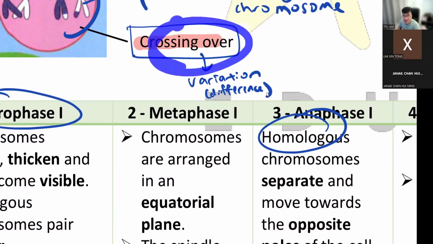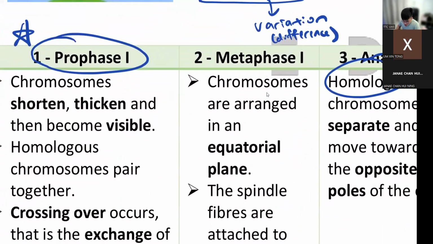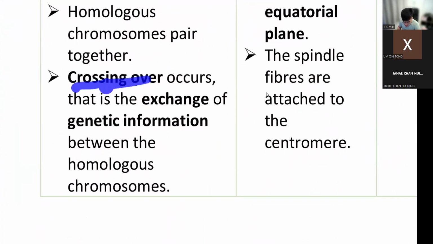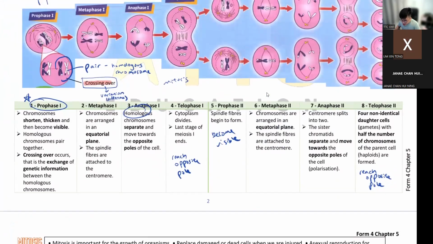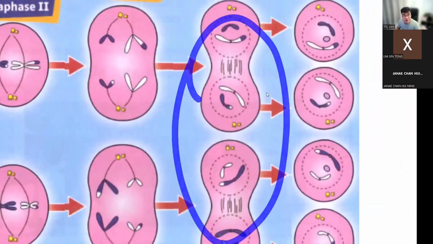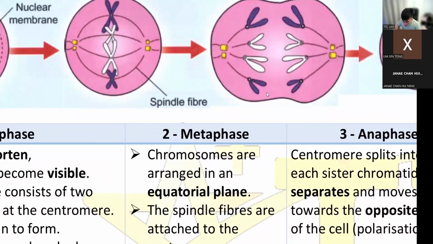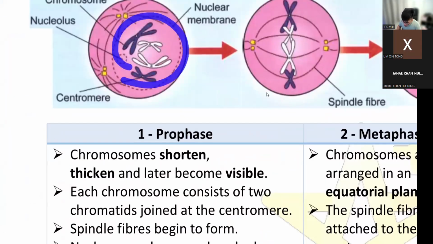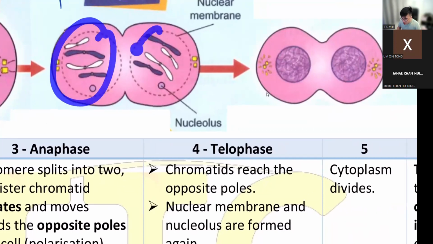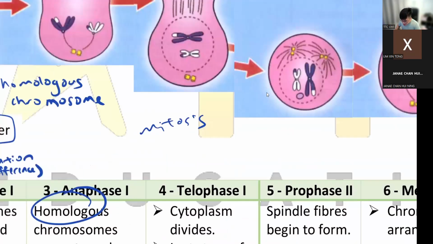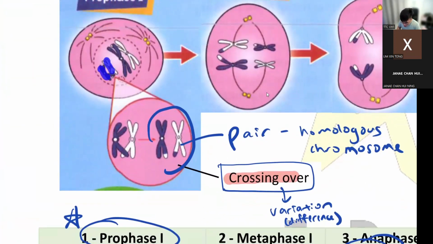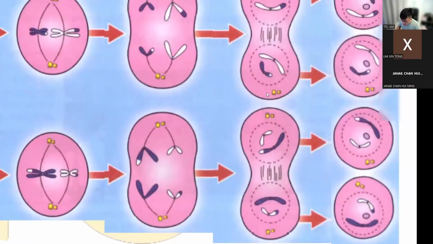Because of the crossing over. Crossing over is the exchange of genetic information. They shuffle. The point is to make different chromosomes. You see, just now I started with 4 and ended with 4 each. But this one, I start with 4 and I end up with 4 different ones.